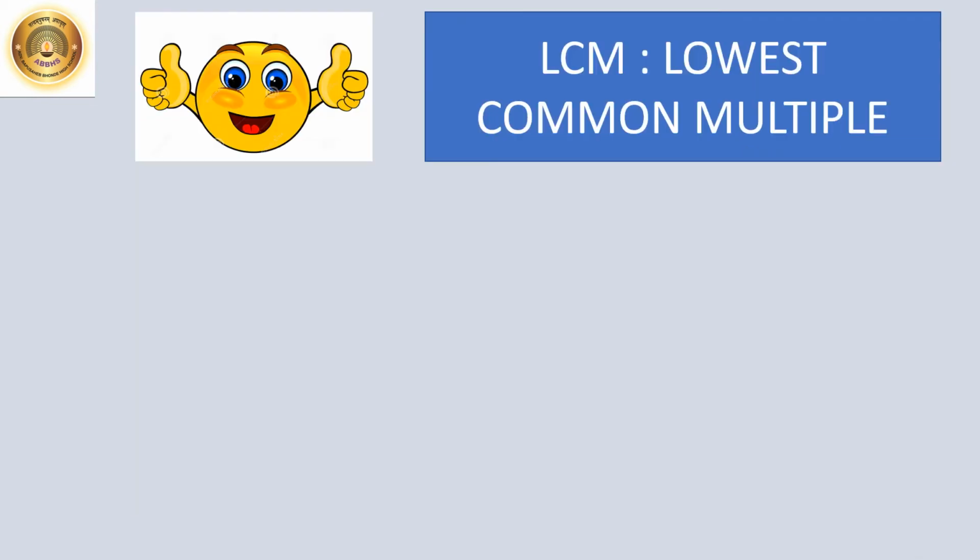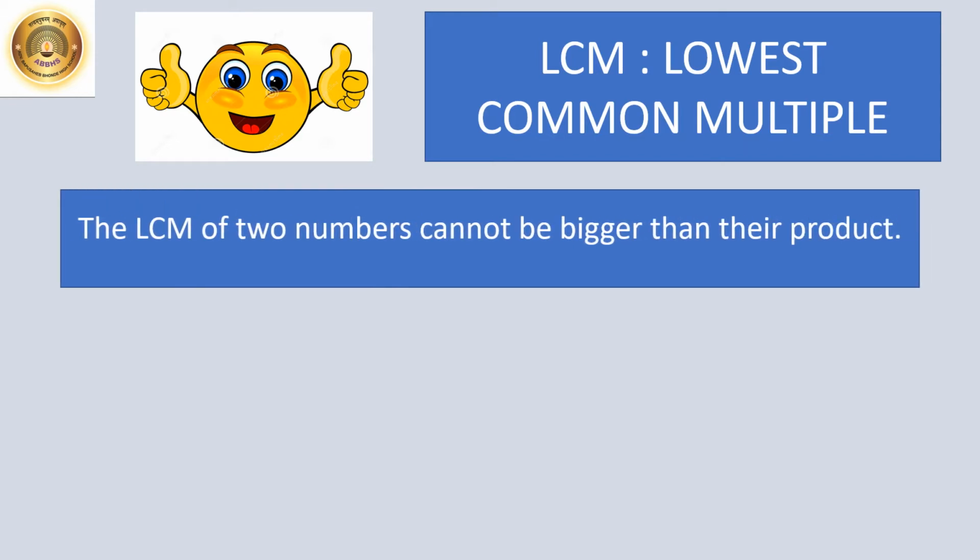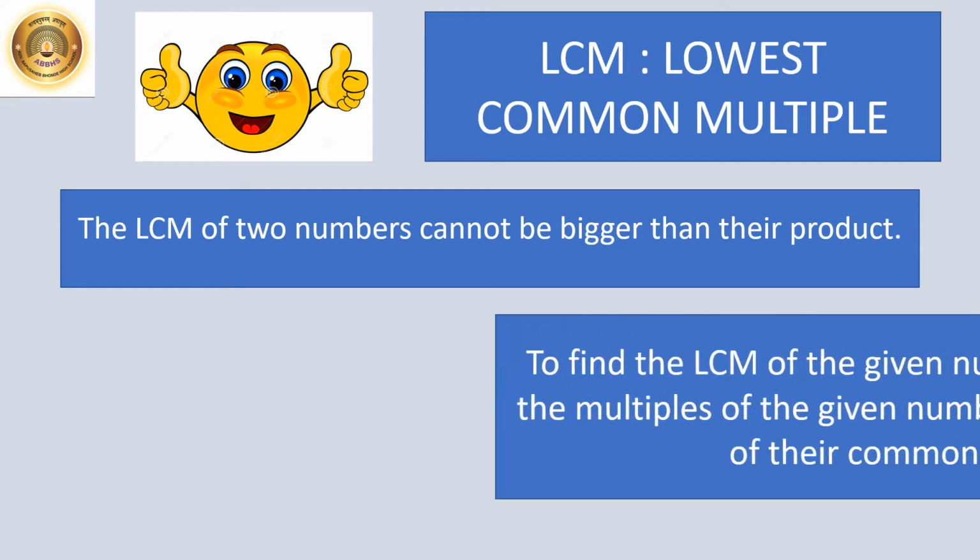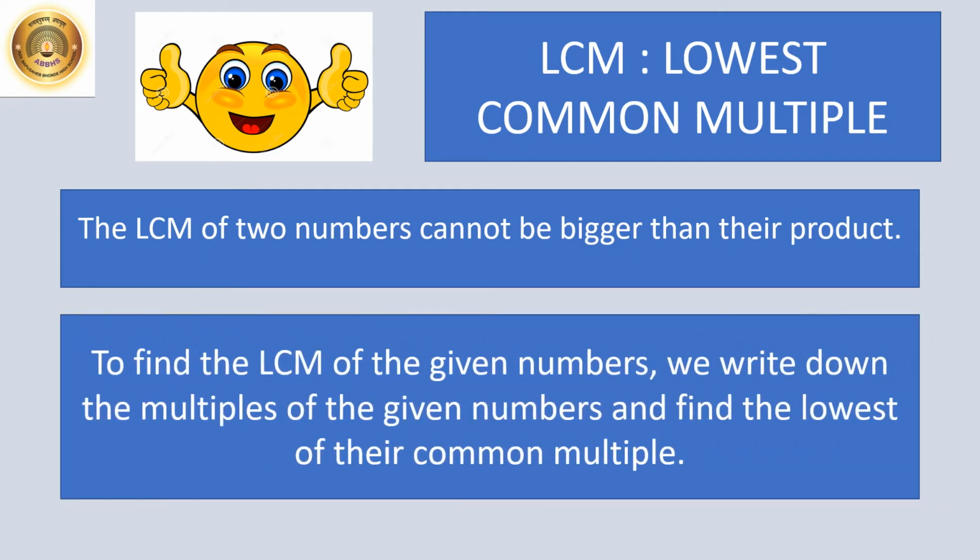So students, what do you mean by LCM? That is lowest common multiple. The LCM of two numbers cannot be bigger than their product. To find the LCM of the given numbers, we write down the multiples of the given numbers and find the lowest of their common multiples.